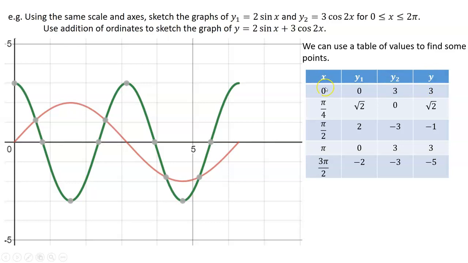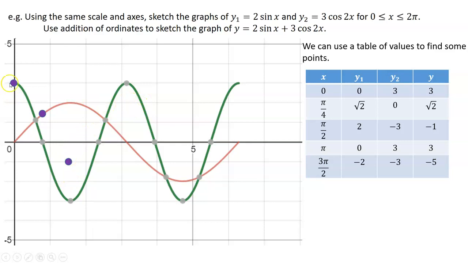So let's plot these points. So I've got the point 0, 3, and that's here. Now, if you have a look, of course, I would expect that to be the case. My green graph is at 3, my red graph is at 0, so when I add them together, it's just going to be where the green graph is. Similarly, for pi on 4, my green graph is now at 0, my red graph is at root 2, so it's just going to be where the red graph is. Moving across to pi on 2, my red graph is here at 2, the green graph is down here at -3, so it's going to be here.